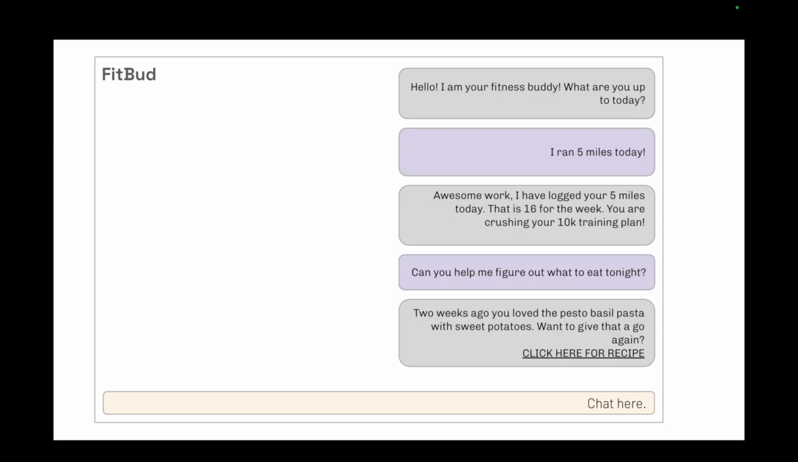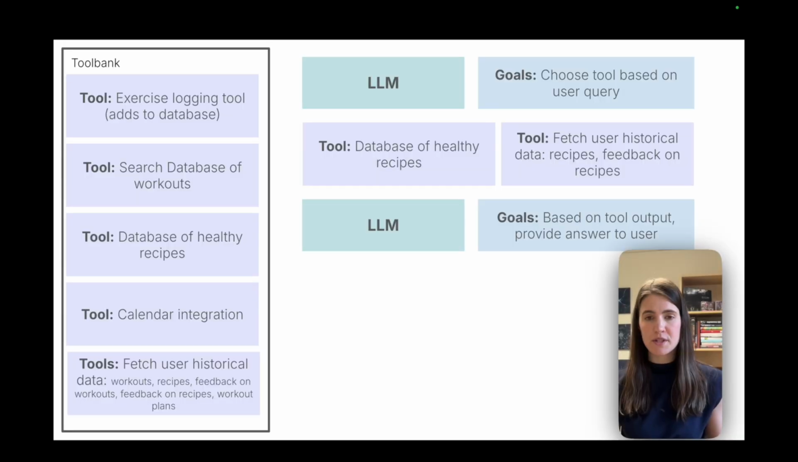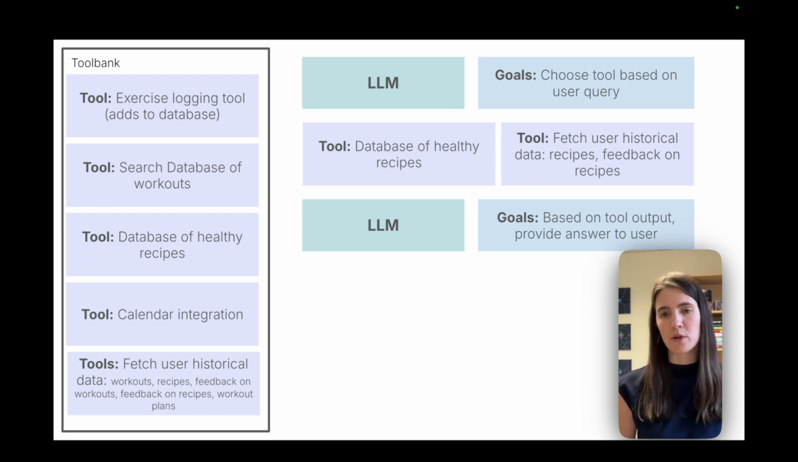If you ask it, can you help me figure out what to eat tonight? It says, 2 weeks ago, you loved the pesto basil pasta with sweet potatoes. Want to give that a go again? And then it provides the recipe. Tools it should choose here include a database of healthy recipes, and then it should fetch the user historical data like recipes and feedback on recipes.